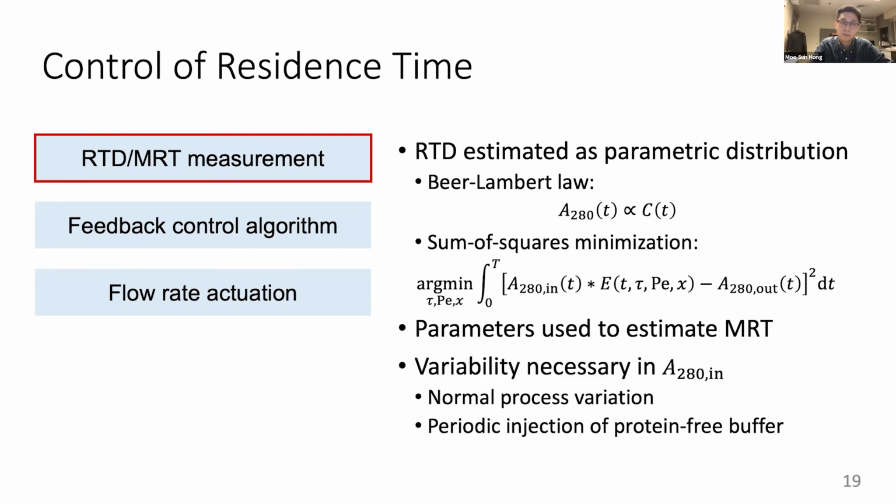And as you can see, sufficient variability is necessary in the inlet absorbance for accurate parameter estimation. This can be achieved through the normal process variation in the system, but it can also be achieved safely through the periodic injection of protein-free buffer, which has negligible UV absorbance.